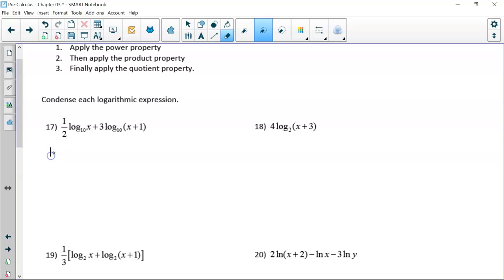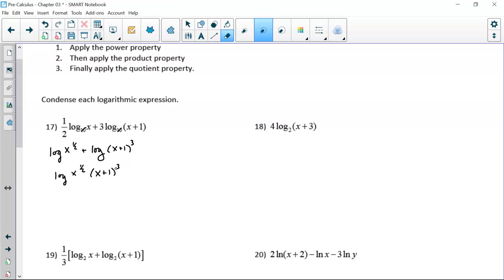So what I'm going to have is the log, I'm not even going to write the 10 because we don't need it, of x to the 1/2 plus the log of x plus 1 cubed. No more coefficients. Now, what we can do is, since it's addition, we use that product property. We put them together with 1 log, x to the 1/2 times x plus 1 cubed.